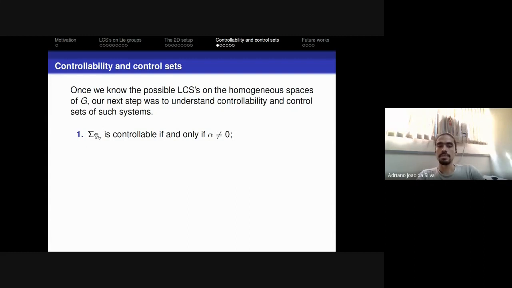So the first system is quite simple to understand, because remember that the first system is just a system on either S1 or on the real line that is given by Z dot equals U alpha. So meaning that the solutions are basically lines starting at some point of the real line that go to the right or to the left, depending on the sign of the control that you get, if we assume that alpha is not zero, okay? So it's controllable if and only if alpha is not zero. The second one, remember that the second one is also, let me just go back here.